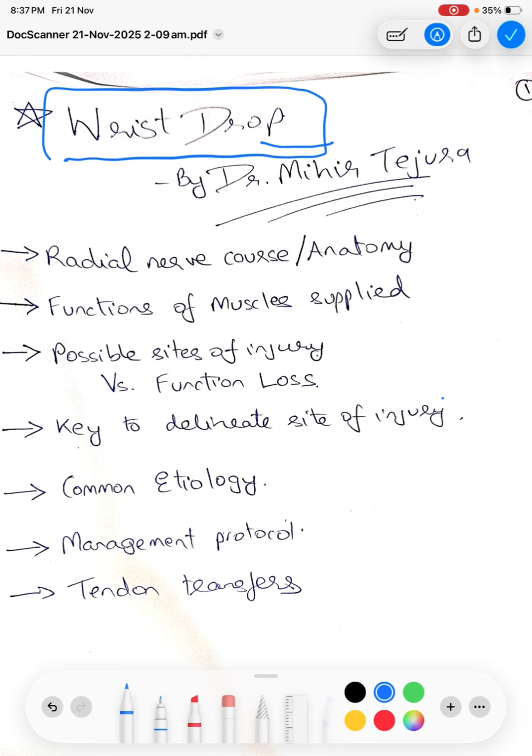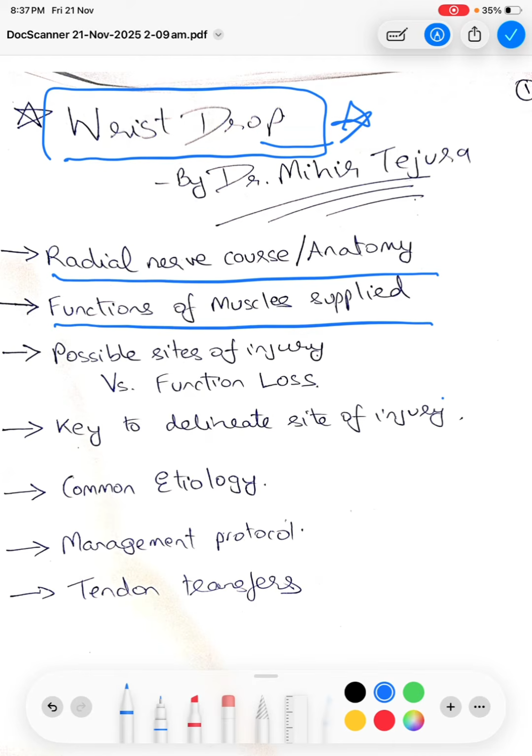the concept of radial nerve palsy, that is wrist drop. So without further ado, let us begin with our concept of wrist drop. Okay, so what is our plan for today? We are going to understand the radial nerve course and anatomy in detail. We are going to understand the functions of the muscles supplied by the radial nerve. We are going to understand the possible sites of injury vis-a-vis the functional loss.